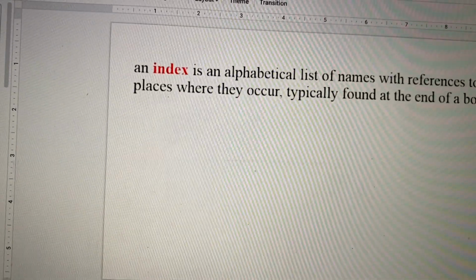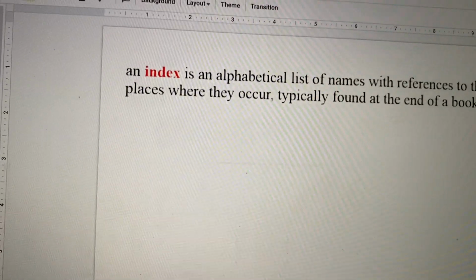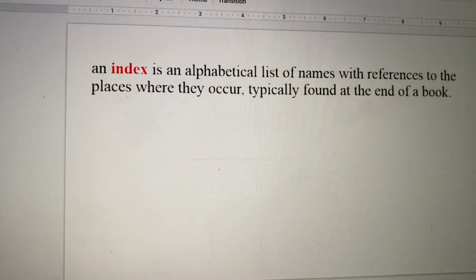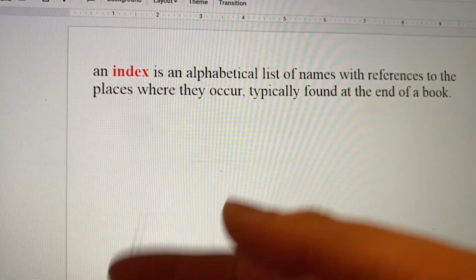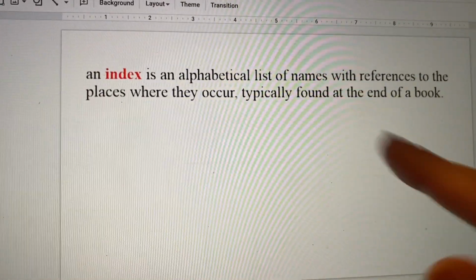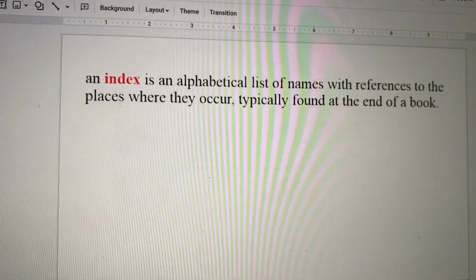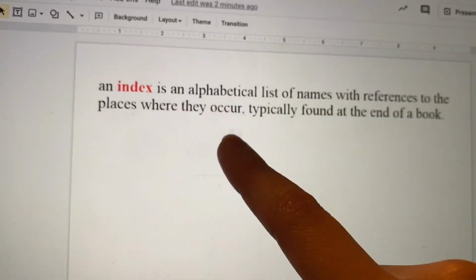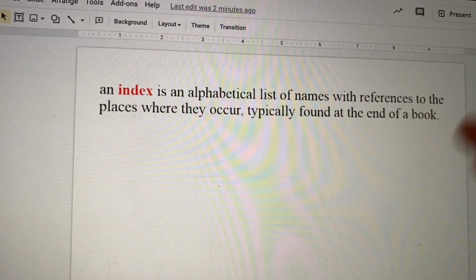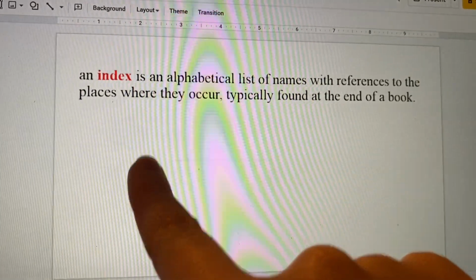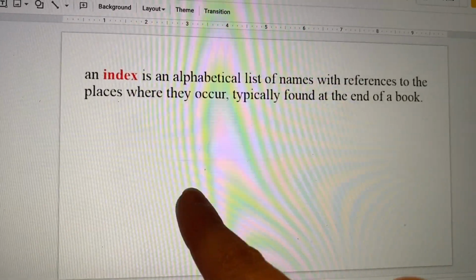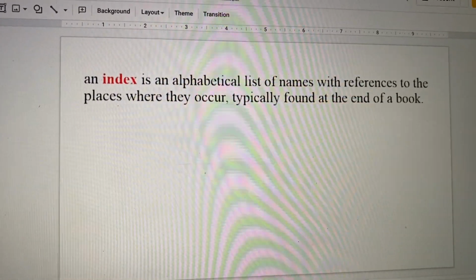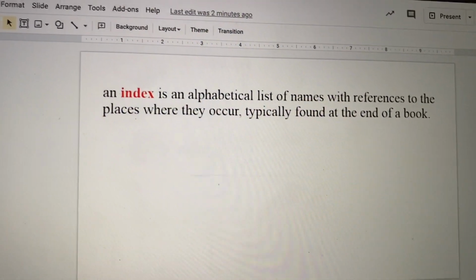So an index is an alphabetical list, so ABC list, of names with references to places where they occur, typically found at the end of the book. So an index is an ABC order of where I can find a specific word. So if it's just a book about science, and I want to see what pages have information about plants, I turn to the back of the book, I find the P, and then it will say like page 4, 10, 15, 12, and 25. Those are all the pages I'm going to find about plants.